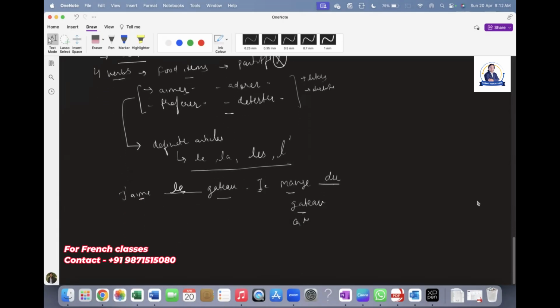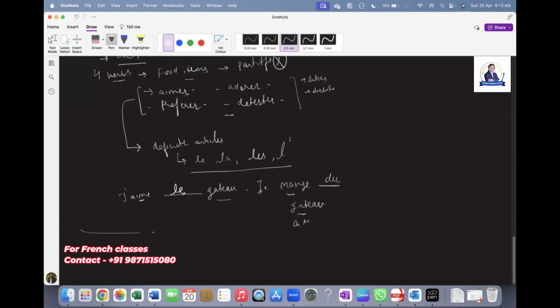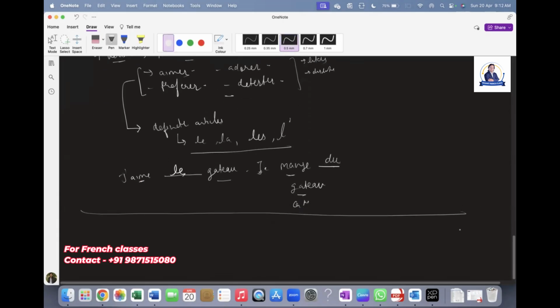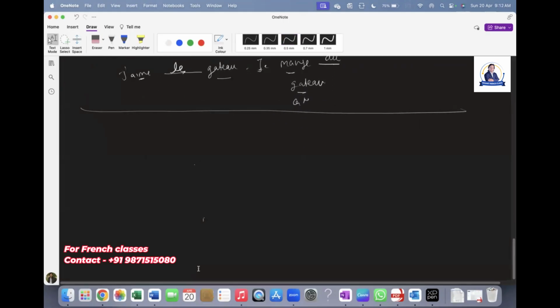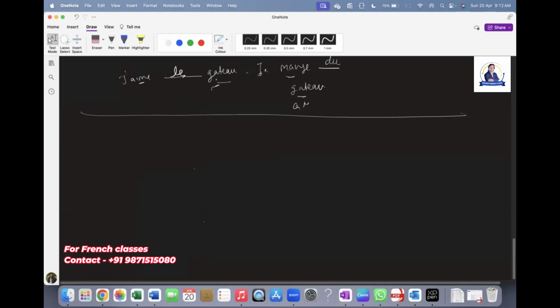Now, we understood that we have to use the article in front of the food item. Now, for the food item, we have to know whether it is masculine or feminine. If it is masculine, then only I will be able to use masculine du and le for these four verbs. So it is very important for me to identify masculine and feminine.